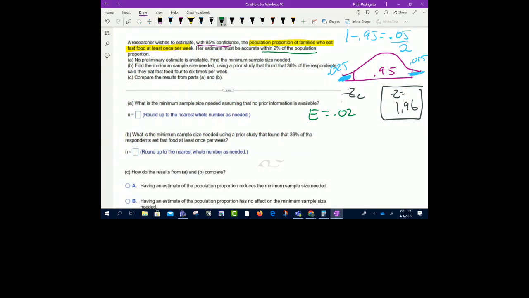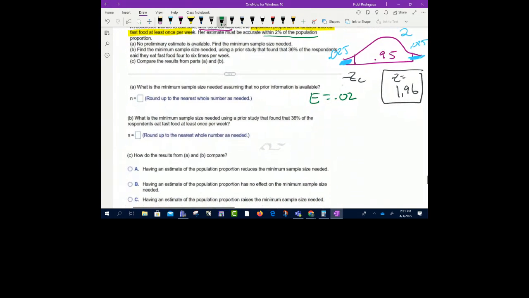Okay, so look, y'all, when I'm going to do my part A here, I'm going to use our formula. The formula for N is P hat Q hat times our ZC value divided by the error, all squared. Since we don't have any prior information, my P hat and my Q hat are both going to be 0.5. So 0.5, 0.5. My ZC score is 1.96 divided by 0.02. We're going to square that.